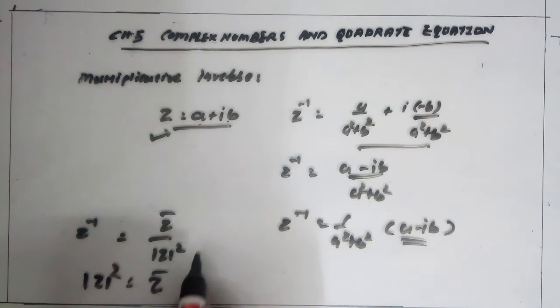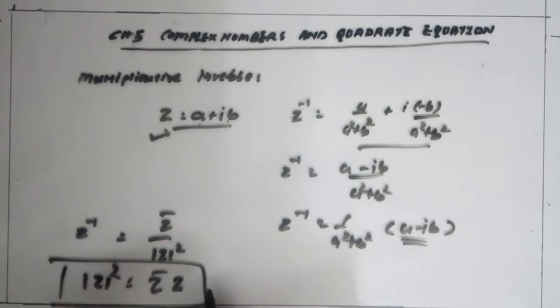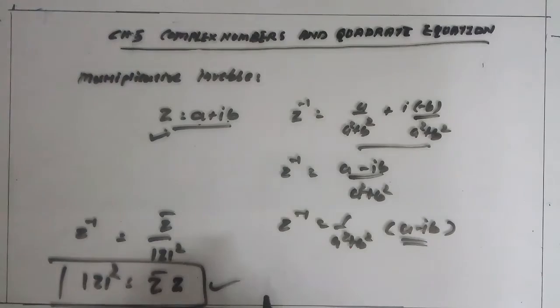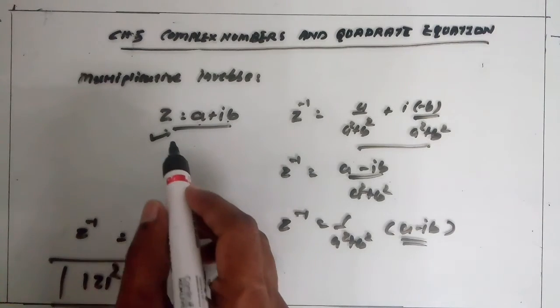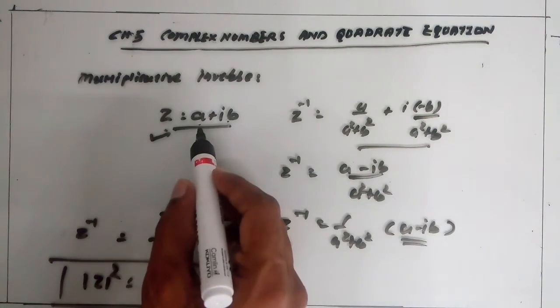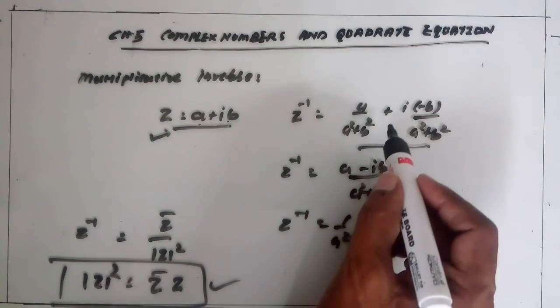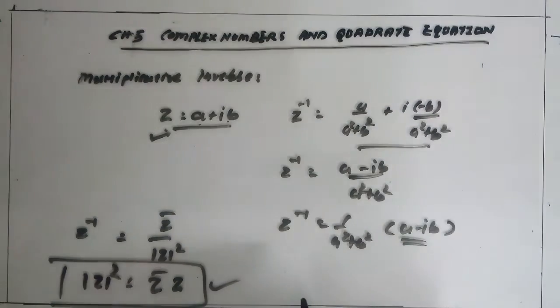Taking z inverse to this side, 1 upon z becomes z. So mod z square is equal to z bar into z. Clear? So remember this statement, also important: mod of z square is equal to z into z bar. Clear? So understand this and remember this. Inverse of z is a upon (a square + b square) + i into (-b upon a square + b square). Mod of z square is equal to z into z bar. Clear?